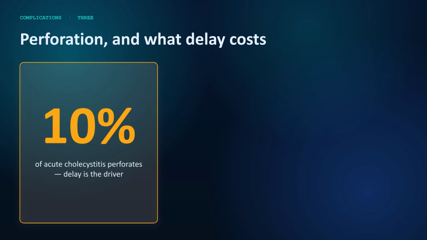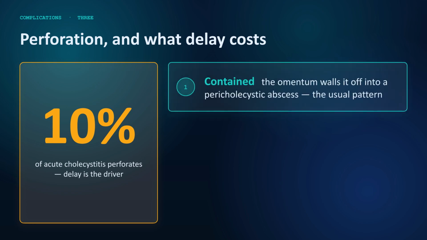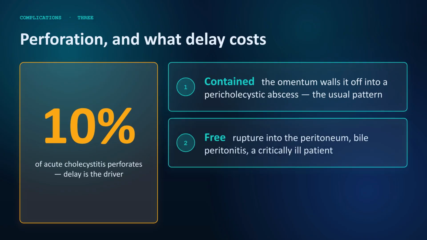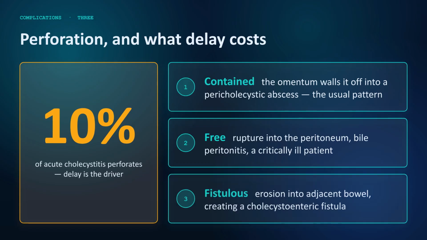Delay in presentation, delay in imaging, or delay in reaching the operating room. There are 3 patterns. Most commonly, the omentum walls off the leak and a pericholecystic abscess forms. Less often, the gallbladder ruptures freely into the peritoneal cavity, which produces biliary peritonitis and a critically ill patient. And occasionally the perforation erodes into adjacent bowel and creates a fistula. All three are arguments for treating early rather than watching.